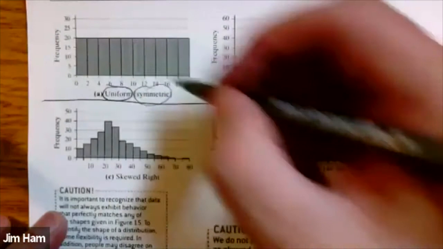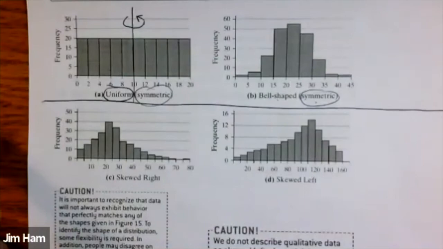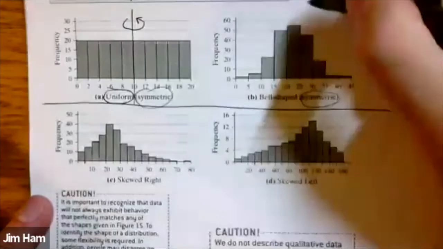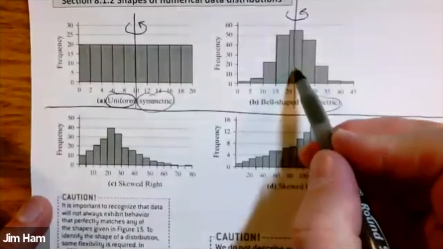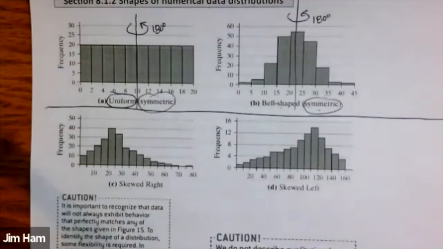If you draw a vertical line right in the middle and you rotate the graph around that vertical line, you get the same graph. Same thing here. If you draw a line right in the middle and you rotate the graph around that axis, you would get the same graph. Rotate it 180 degrees, you end up with the same graph. If that happens, you have a symmetric graph.